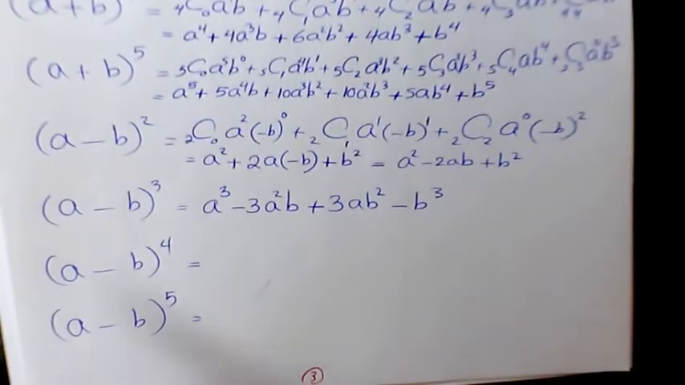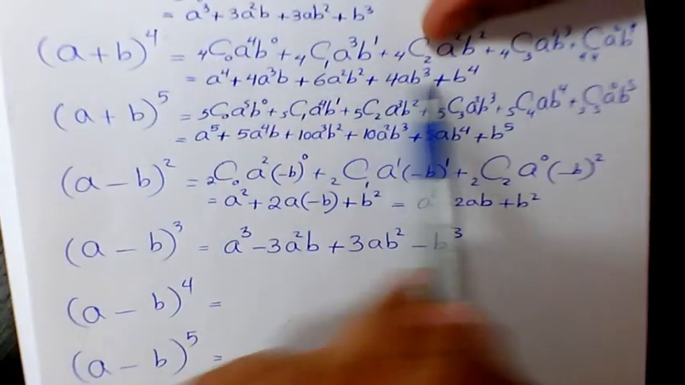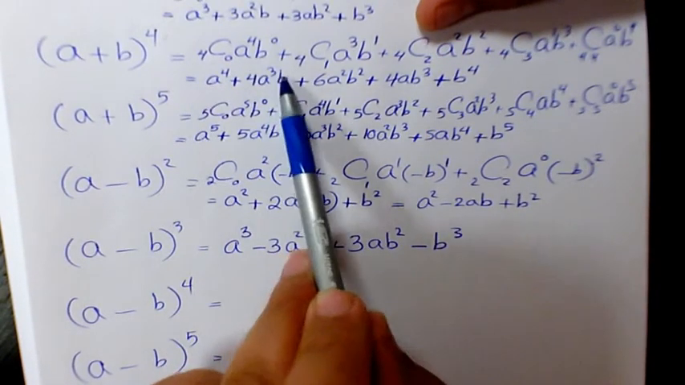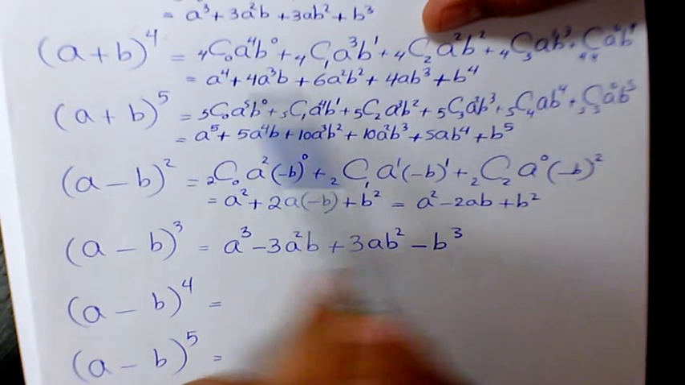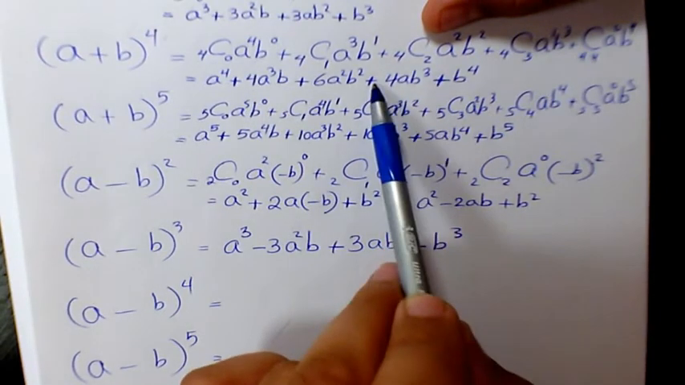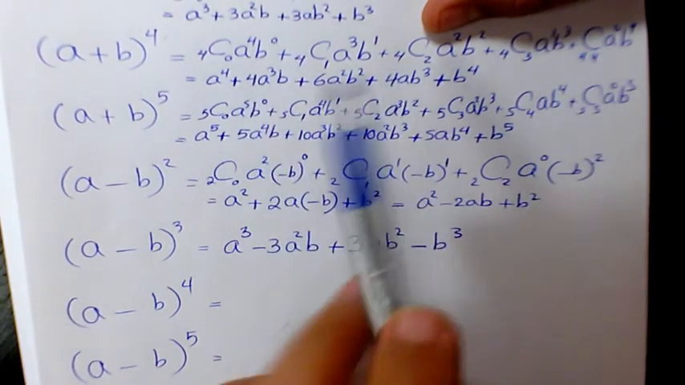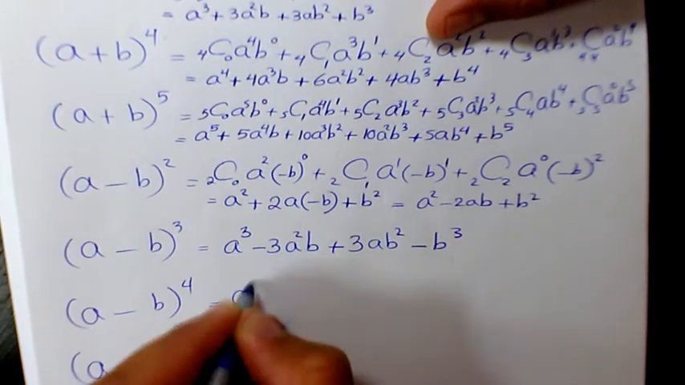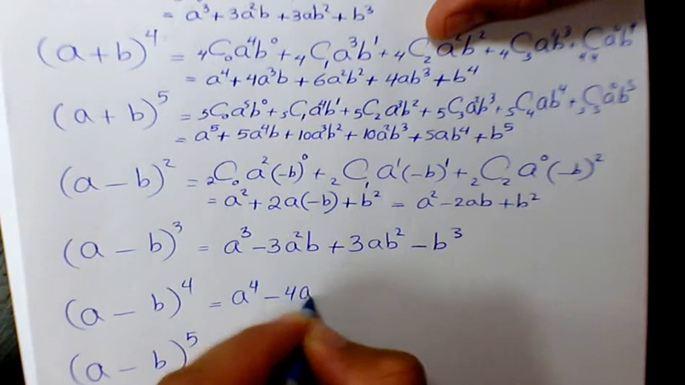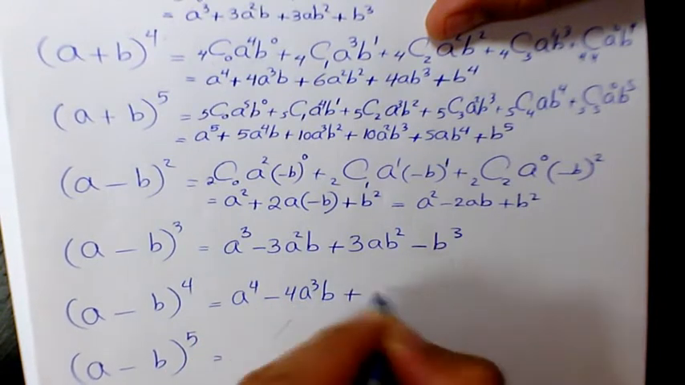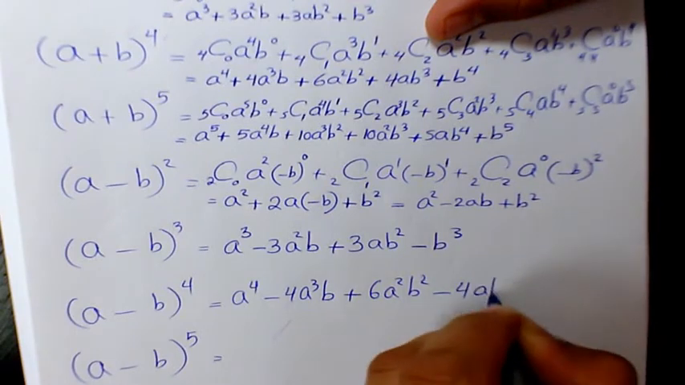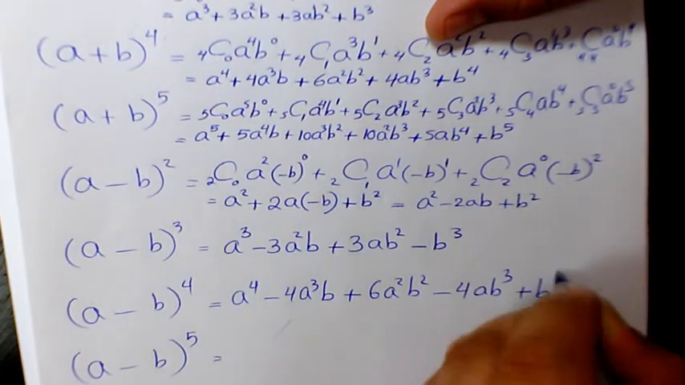Now let's look at a minus b to the power of 4. Now you need to compare it with this one here. Instead of b, if you have negative b, this term is going to be negative, and also this term is going to be negative. So the second term and fourth term are going to be negative. So we have a to the power of 4 minus 4a cubed b plus 6a squared b squared minus 4ab cubed plus b to the power of 4.